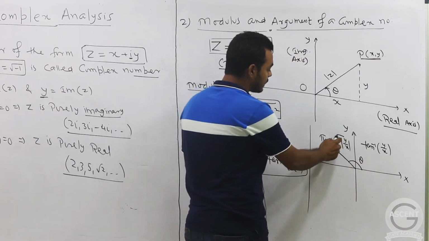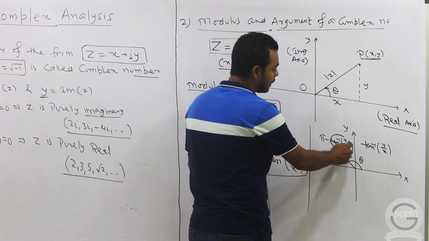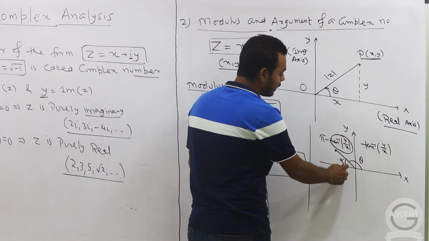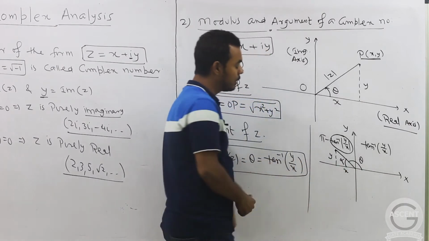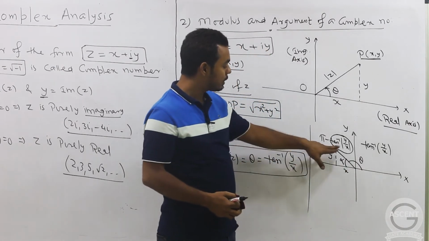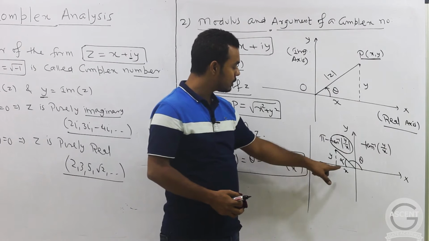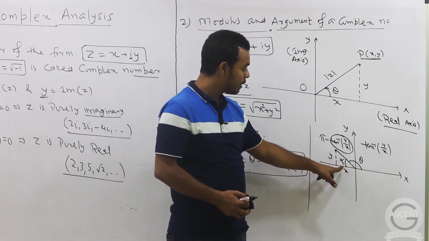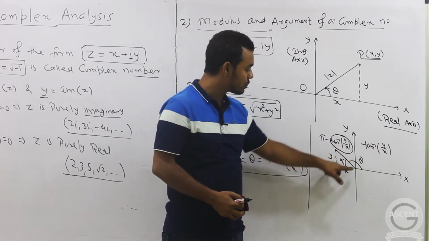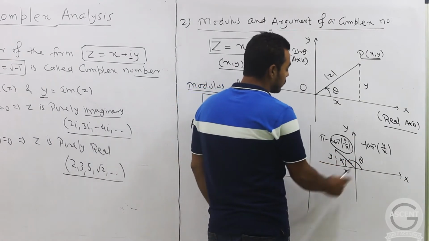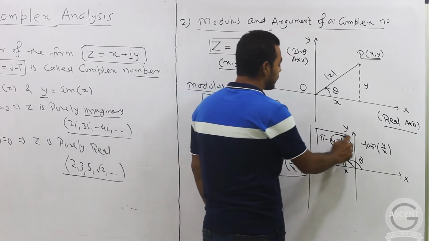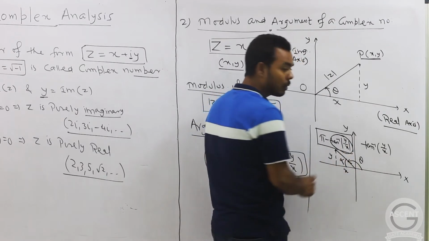Now if you calculate tan inverse mod y by x, then this will be nothing but this angle alpha, right? This distance will be y, this will be x. So alpha will be tan inverse mod y by x. Now as you can see, alpha plus theta will be pi. So theta, which is the argument, will be pi minus alpha. So for a point in the second quadrant, this will be the formula to calculate the argument.